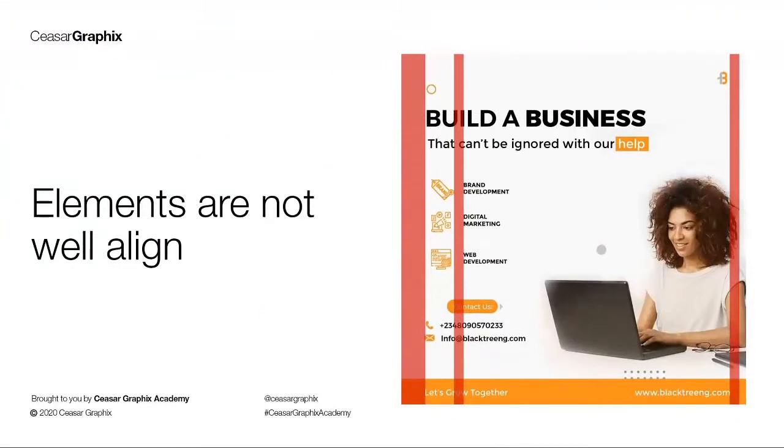Alright, so I said elements are not well aligned. If you look at the red lines I have on my screen here, you see that the B is not on the same line with the L down here, and also is not on the same line with the T under the build. The brand development icon is not on the same line with the other icons under it. The website of the organization here and the logo, you see that they are not well aligned.